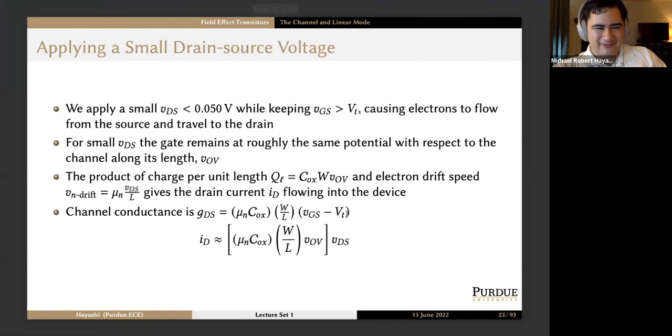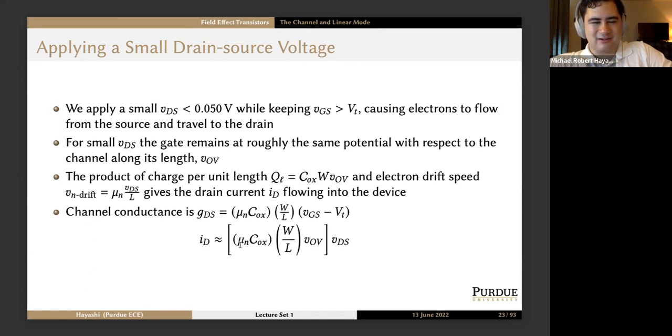Maybe I'm giving a little bit more math, but this should be review material. Maybe with a little bit more rigorous treatment though. When we apply a small VDS, we're going to get a roughly linear operation. I'll skip through the math here. Just saying that we get charge per unit length, and then we can use the Drude model from Physics 272 to get channel conductance, where we get a relationship between ID and VDS equal to this term in the middle, where mu n is the free electron mobility measured in centimeters squared per volt second.